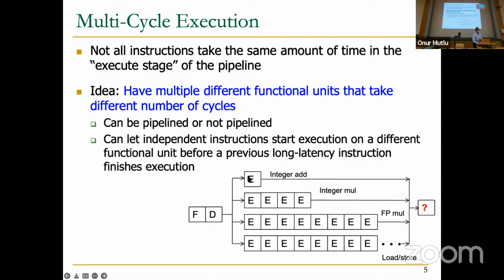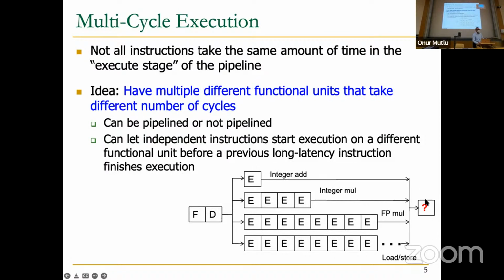But basically, what this sort of structure allows you to do is let some independent instructions start execution on a different functional unit before a previous long latency instruction finishes execution. For example, let's say we start a floating point multiply, which is going to take, in this particular case, 8 cycles. We execute it. It's going to finish 8 cycles later. In the next cycle, we can start an addition that's completely independent. It doesn't need to stall because it doesn't need any results from the pipeline. So it starts, but it finishes in 1 cycle.